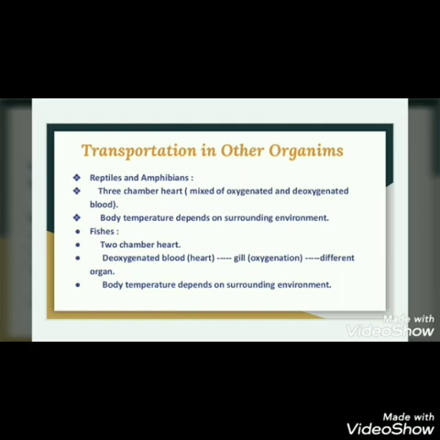In fish, only the deoxygenated blood enters the heart. The deoxygenated blood from the heart goes to the gills for oxygenation. After oxygenation, the oxygenated blood from the gills is pumped to the different organs of the body. In fish also, the body temperature depends on the surrounding environment.